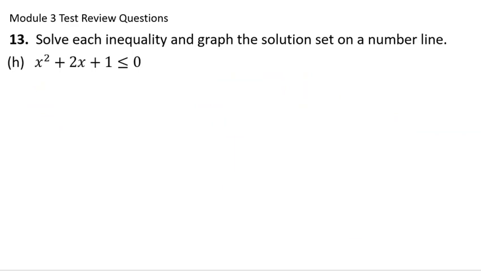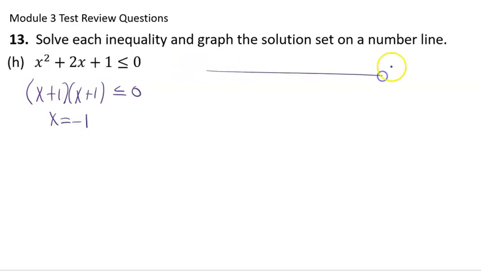I've got 2 more. So this is the same as the last problem. It factors: x plus 1 times x plus 1 is less than or equal to 0, right? So x equals -1. If you need a better explanation of that, just back up a couple of minutes and look at the problem before. So I put -1 on my number line. But what's different is the equal to part.